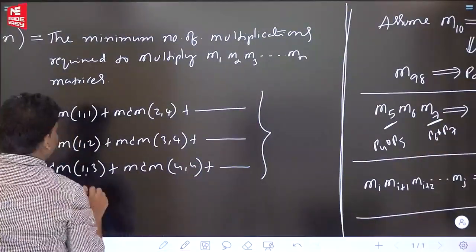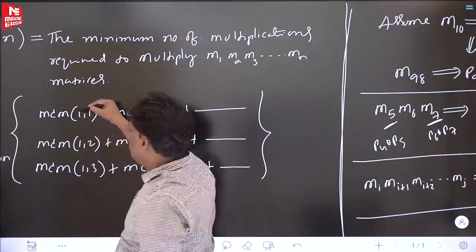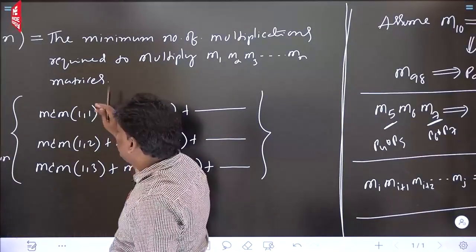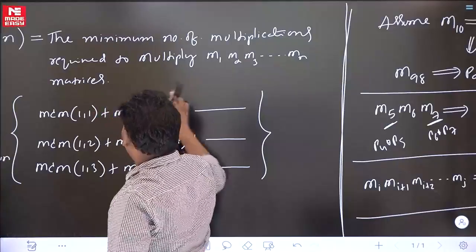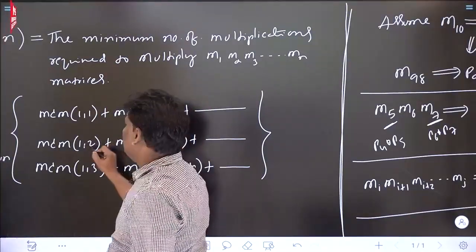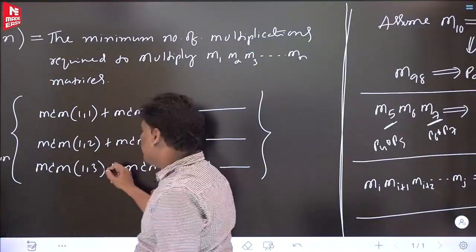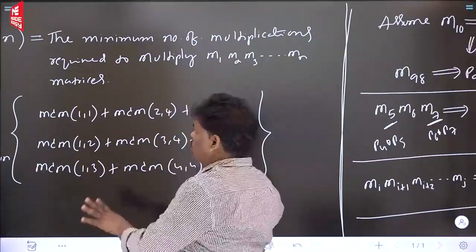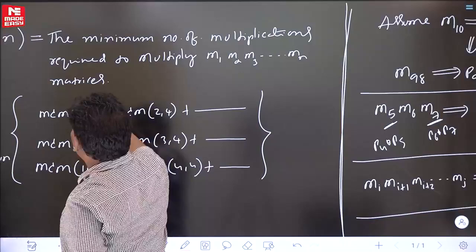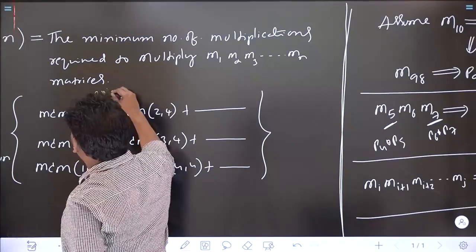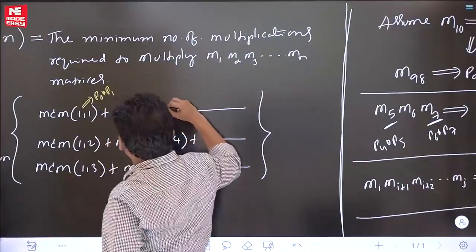Listen everyone. So see this one. What is the meaning of this one? Right? M1 into remaining M2, M3, M4. This one M1, M2 into M3, M4. This one M1, M2, M3 into M4. Everyone now. Can you help me now? So M1 matrix rows how many? P0, columns P1.